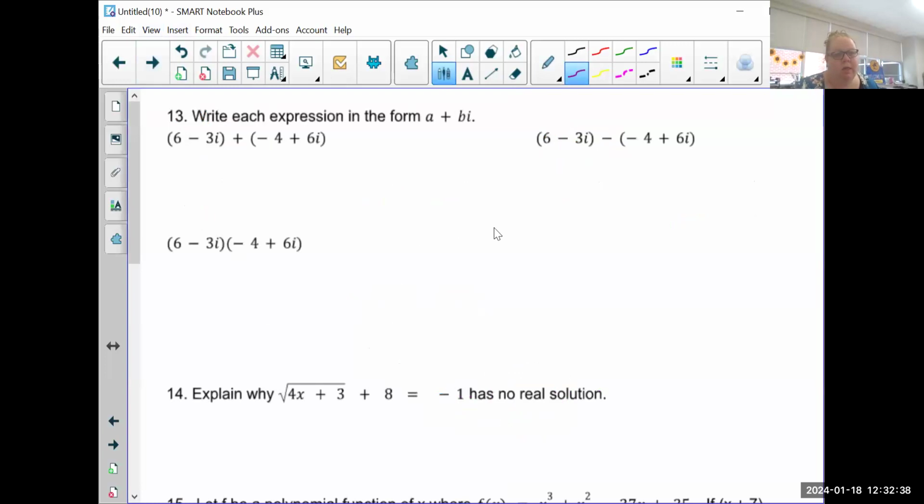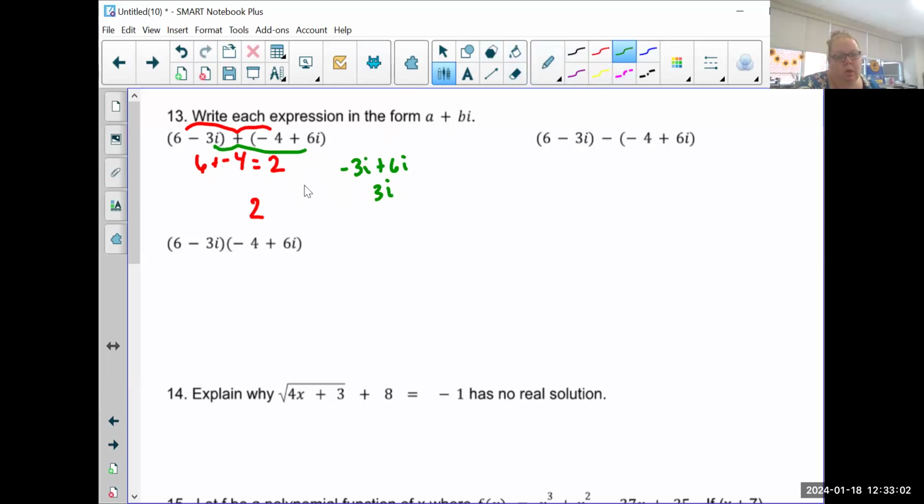All right, question 13 has kind of 3 questions in it, and we're adding, subtracting, and multiplying these 3 together. So when we're adding, we just keep the real numbers together. So 6 plus -4, which equals 2. And then -3i plus 6i is 3i. So then we just put those 2 together.